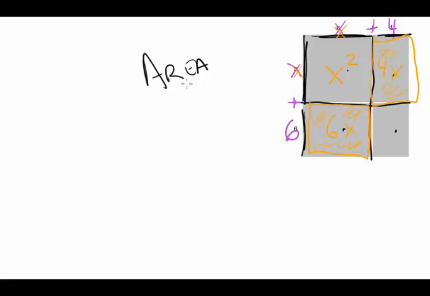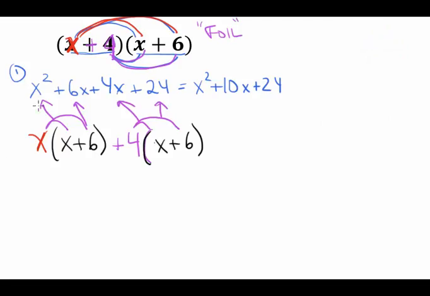So this is why we call it the area model. And finally, 6 times 4. Well, if you have a rectangle with length 6 and width 4, the area is going to be 24 square units. And so notice, look at these terms: x squared, 4x, 6x, 24. Do they look familiar? Yeah, there they all are.